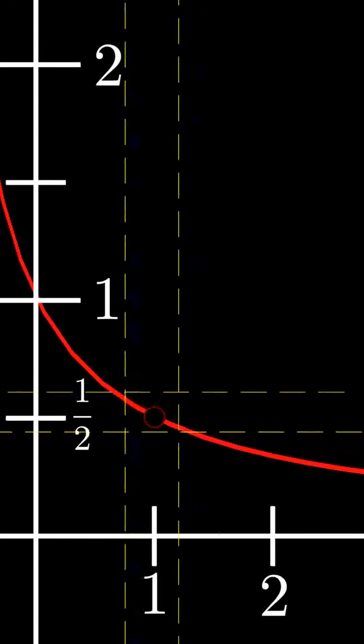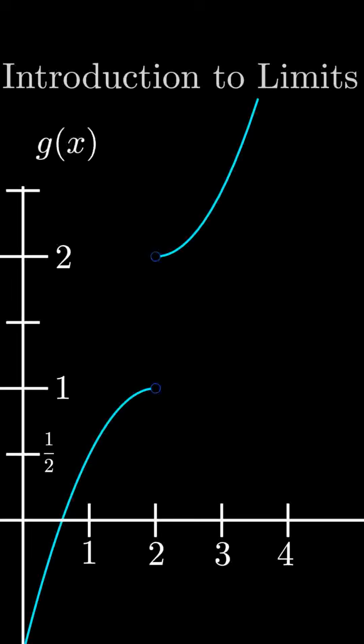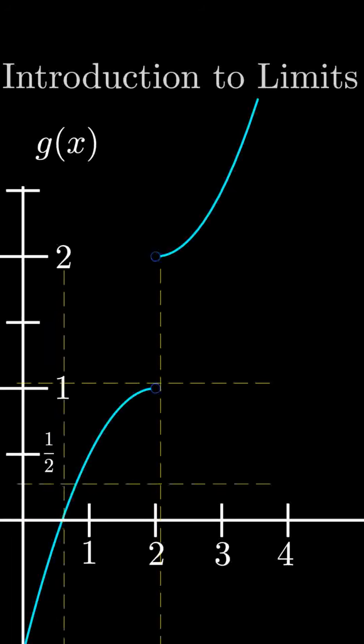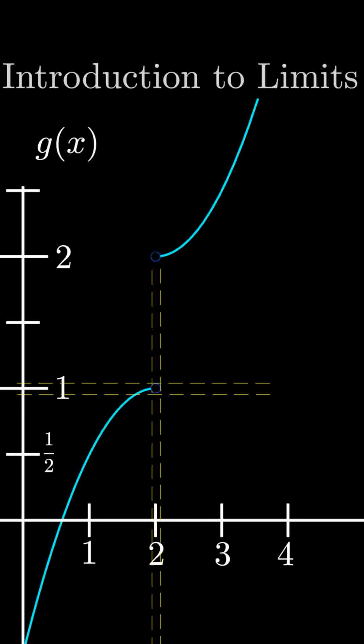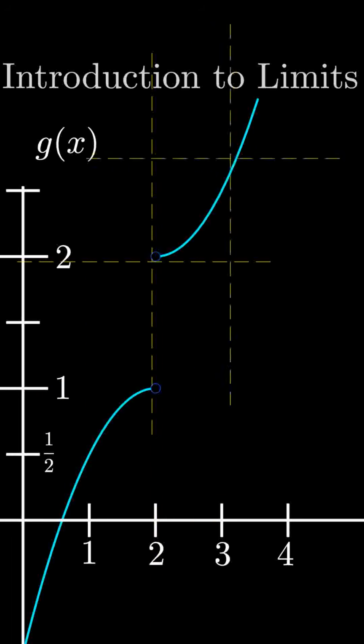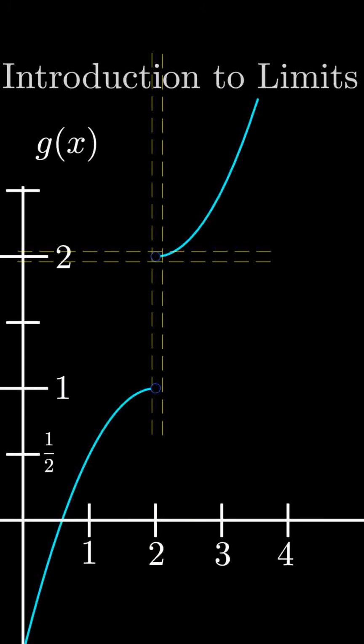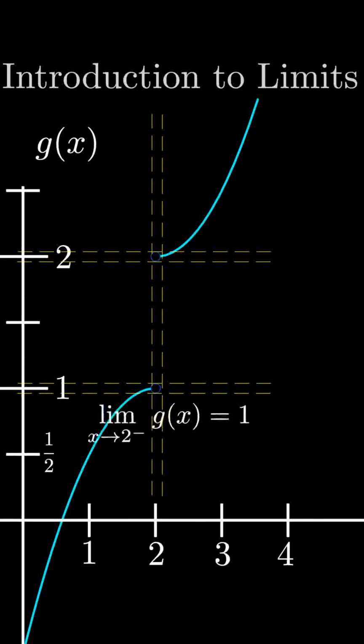Consider this function, call it g of x, for example, where at x equals 2, the function is not defined. However, if you approach x equals 2 from the left, the limit would be equal to 1, whereas if you approached it from the right, the limit would be equal to 2. This is the idea of a left-handed limit, denoted with a little minus, and a right-handed limit, denoted with a little plus.